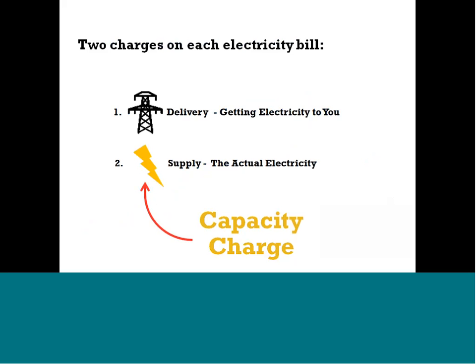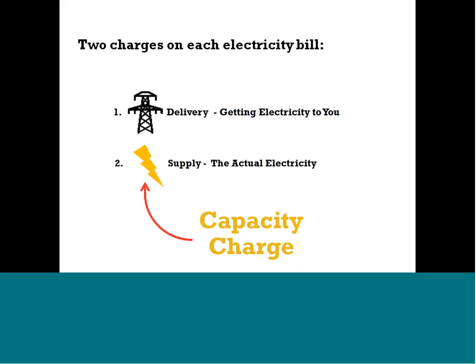On your electricity bill, as many of you are probably familiar with, you have two categories of charges. Delivery, which is National Grid or Eversource getting the electricity to you, and then your supply, which is the actual electricity. For most of your city and town accounts, you probably have a contract with a third-party supplier for your supply. As part of that supply cost, there's something called the capacity charge, and that's what we're really focused on today. It's part of the supply contract that you have.